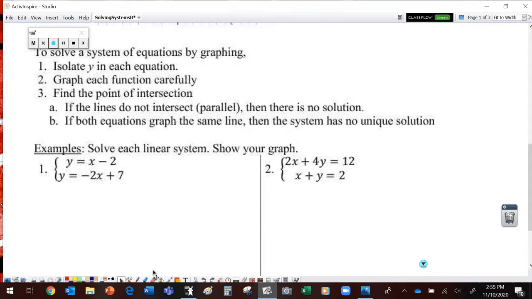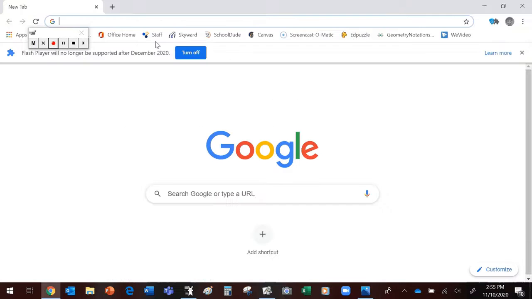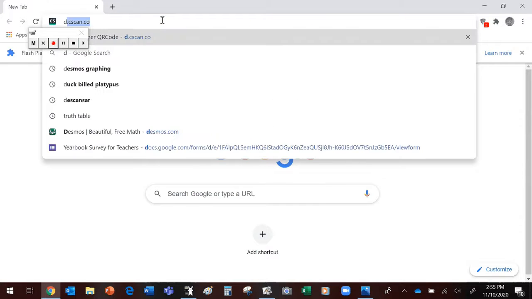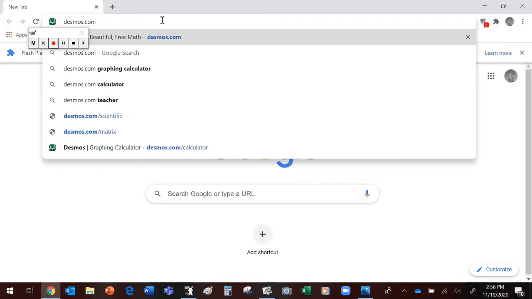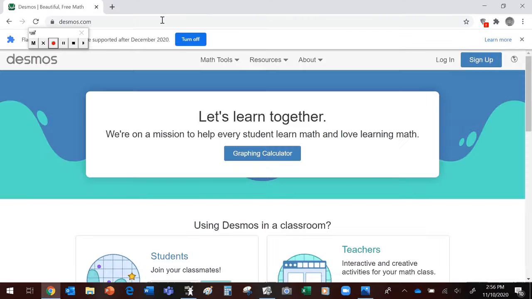Now the first one I'm going to show you is online. So you'll go on your browser, and you'll go to desmos.com. Okay, hit enter, and right here, dead center, is graphing calculator.